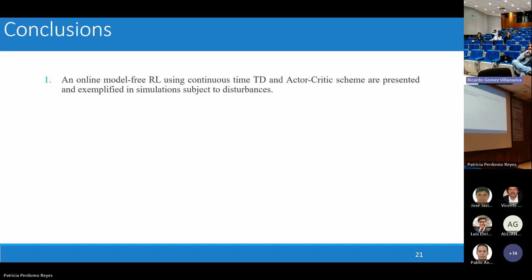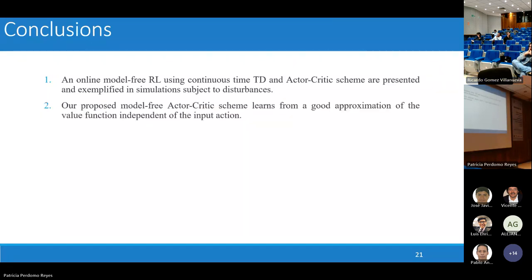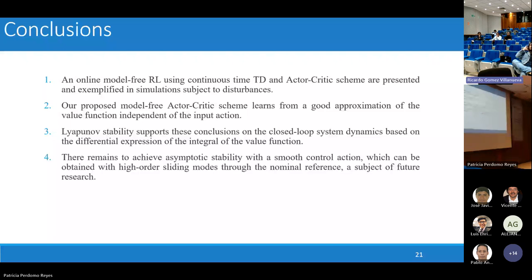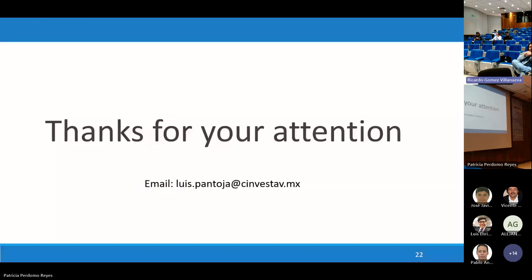Here are my conclusions. An online model-free reinforcement learning continuous time TD actor critic was presented. Our proposed model-free actor critic scheme learns a good approximation of the value function via the temporal difference error, and we support the stability via the Lyapunov method. There also remains to achieve asymptotic stability with a smooth control action. This can be achieved with integral sliding modes, and this is the subject of future research. That's all for my part. Thank you for your attention.